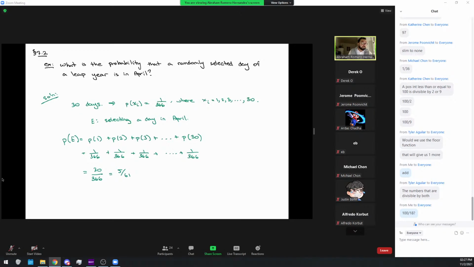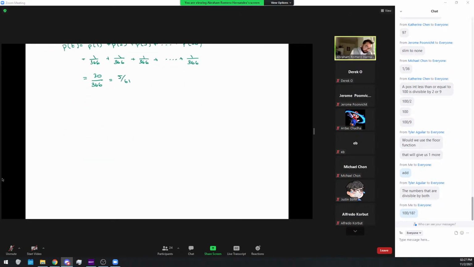Now, why is this another way of looking at it? By looking at it like this, it can make other problems much simpler to solve, specifically when it's not considered fair. So what do I mean by that? Let's look at this example here then.